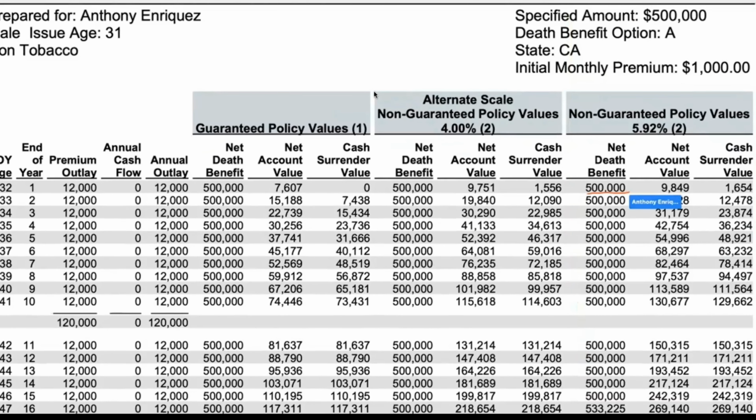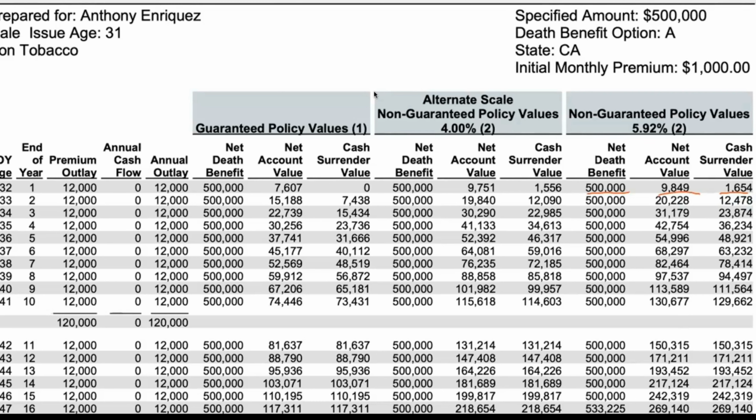Our net account value, which is the amount of money that we have in the policy minus the fees, and the far right column is going to be our cash surrender value. Or in other words, that is going to show the equity of this account at any given year. And as you can see, this policy is going to grow.